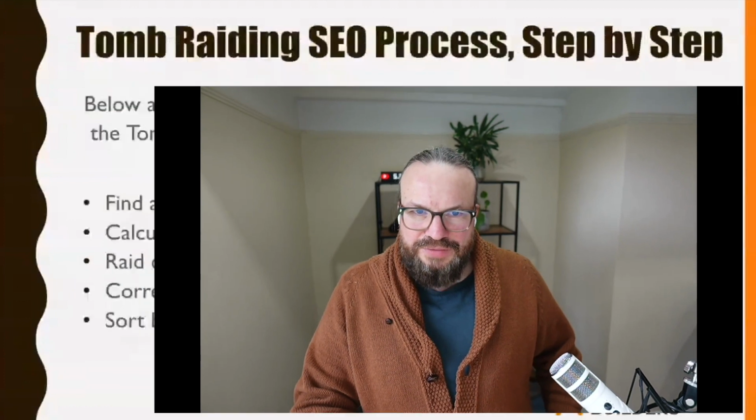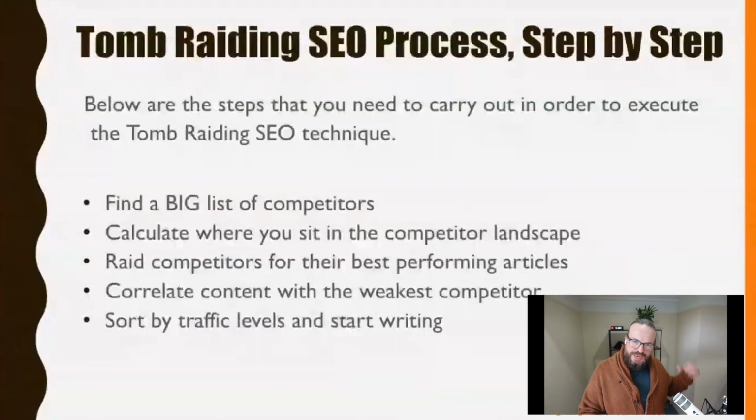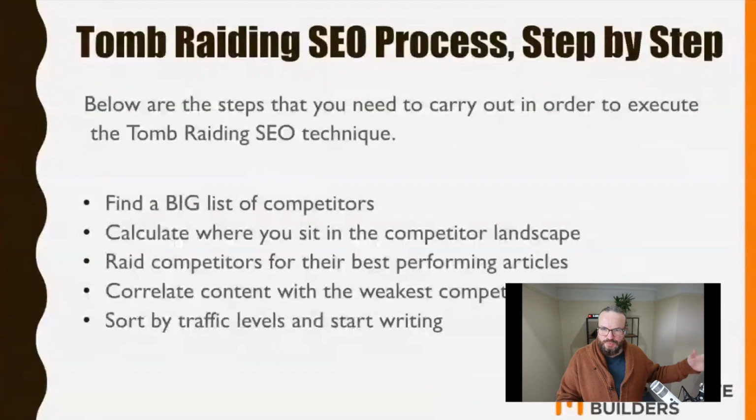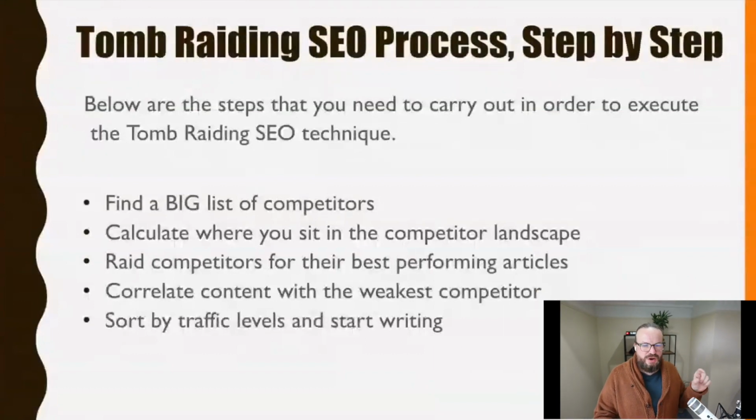This is the high-level step-by-step process that we go through for tomb raiding SEO. We find a big list of competitors. We calculate where you sit within that competitor landscape, so which sites are more authoritative than you and which sites are less authoritative than you. And then we'll raid, that's where it comes from, raid competitors for their best performing articles. And we'll correlate the content for those articles with the weakest competitor.